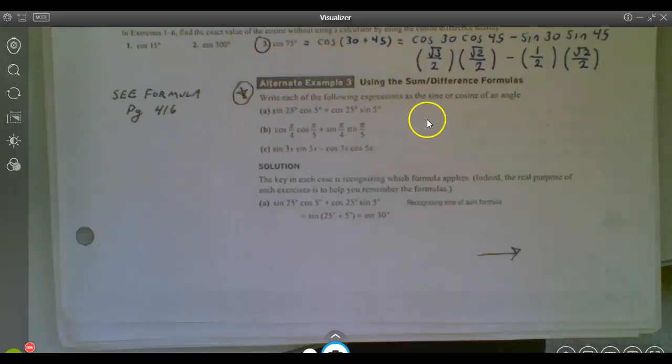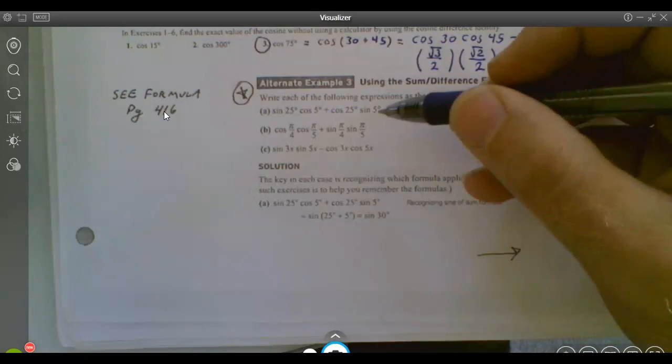So let me take you back to what they're showing you here. On this one, they wanted us to kind of work backwards, right? They're giving us the layout, and they wanted us to figure out sort of the original statement that this would have come from. In other words, they're giving us this statement right here, and they want us to figure out what was the original statement that it came from. So when I see sine cosine plus cosine sine, I know that fits the sine formula that I was just showing you on page 416.